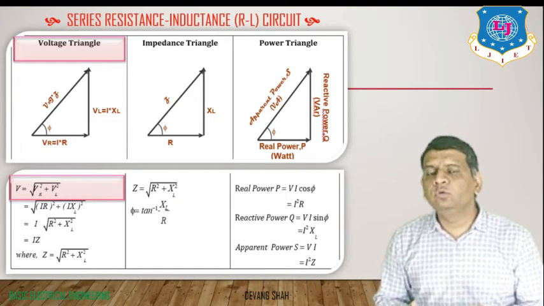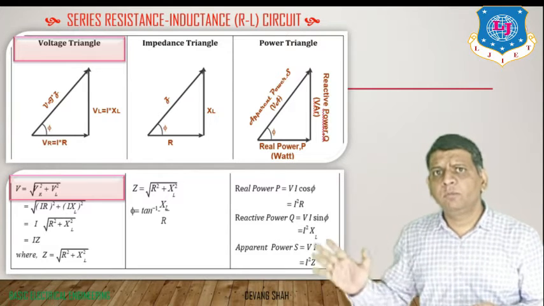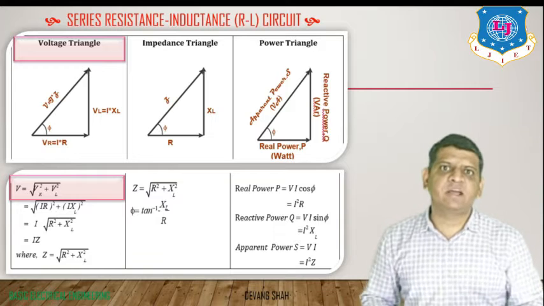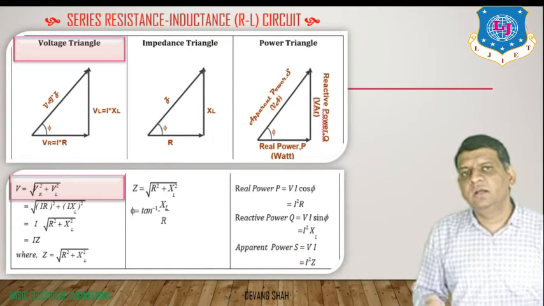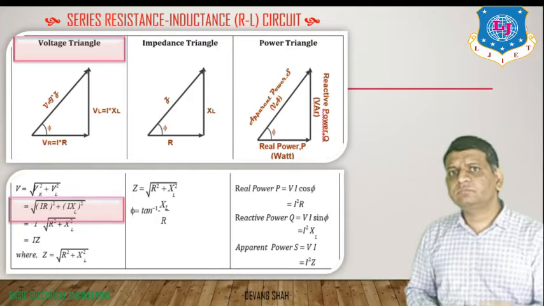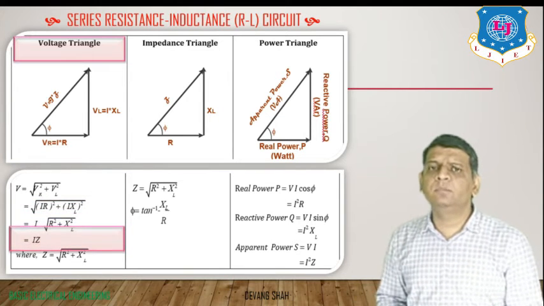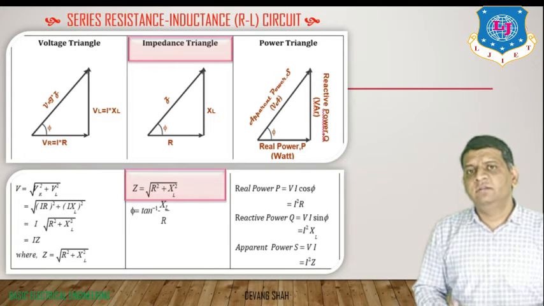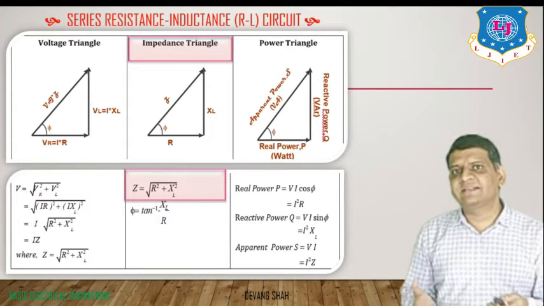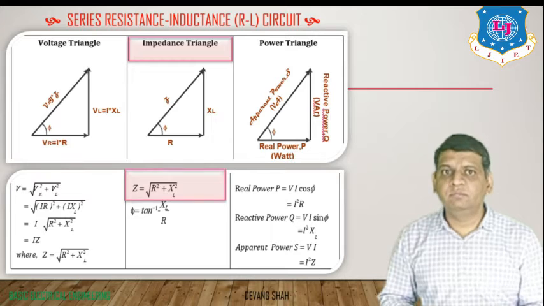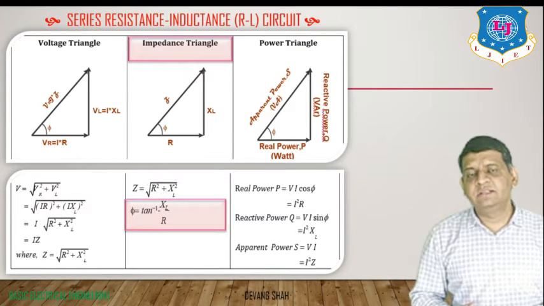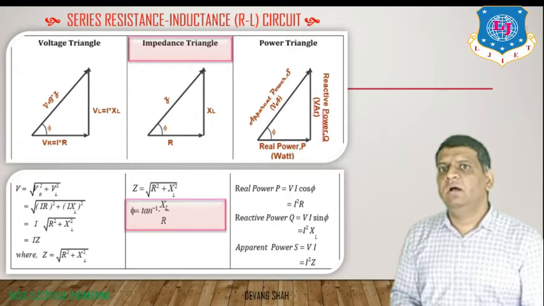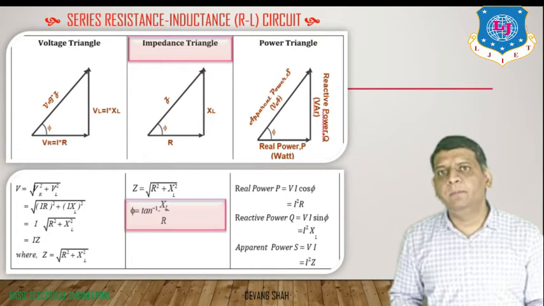So if I remove the current from all vectors, I can find the impedance triangle. You can see here the impedance triangle, the second portion, where once you discuss all these points and equations, Z is equal to the square root of R square plus XL square, right? From this, you can find the resultant angle phi, that is equal to tan inverse XL by R. So this triangle is defined as the impedance triangle.